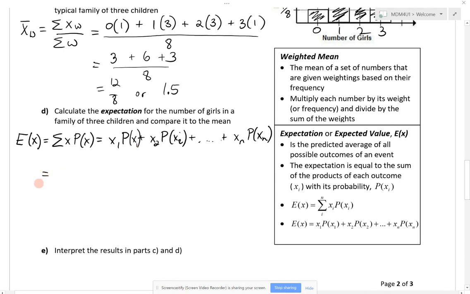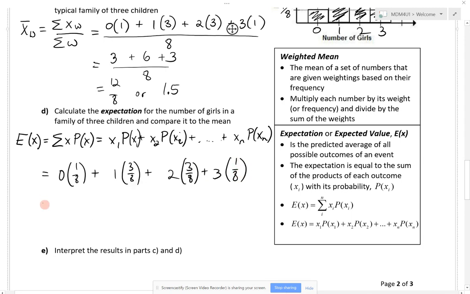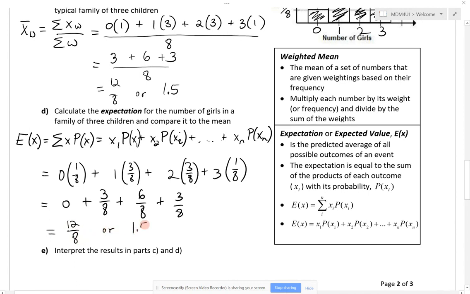So in our particular example, let's look at our outcomes. We have 0 girls, 1 girl, 2 girls, or 3 girls. And I multiply each of these outcomes by its probability. So 0 times 1 out of 8 plus 1 times 3 out of 8 plus 2 times 3 out of 8 plus 3 times 1 out of 8. So 0, then add 3 out of 8, then add 6 out of 8, and then add 3 out of 8. Add up all these fractions together, I get, again, 12 over 8, which is 1.5. So the weighted mean and the expected value are the same.